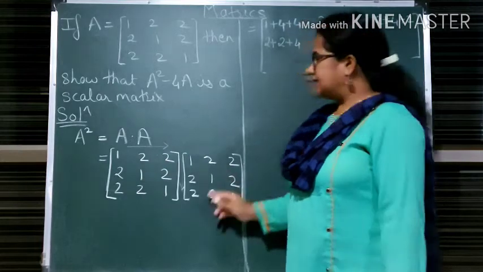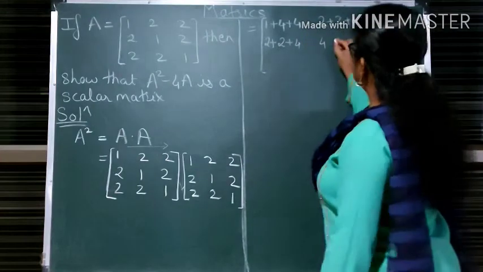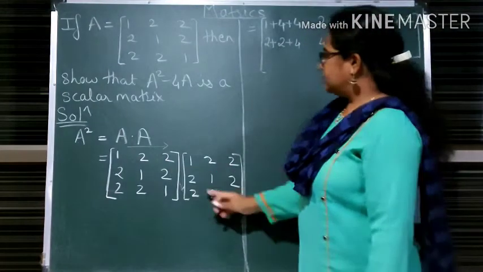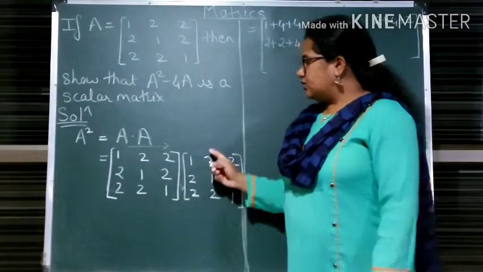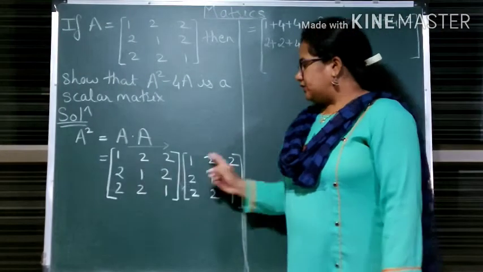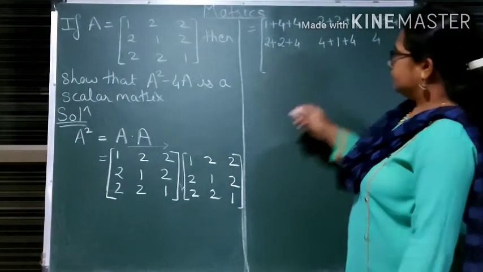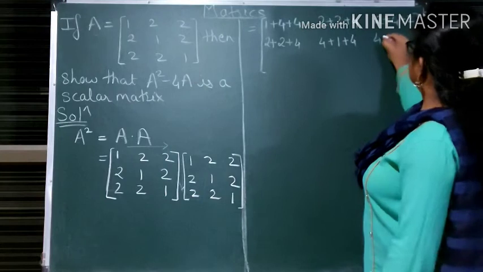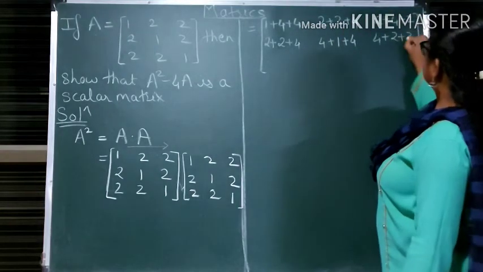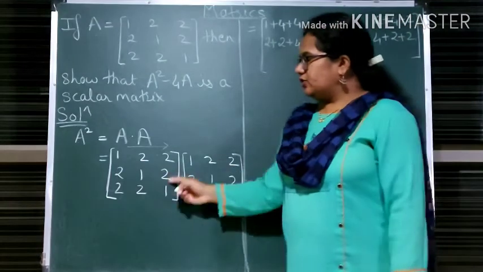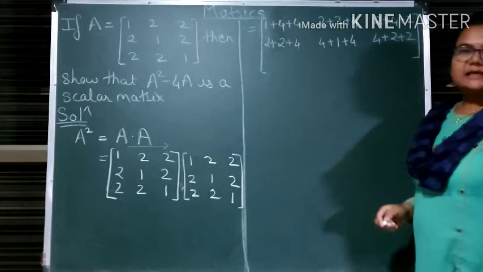The second row, second column. 2 into 2 is 4, 1 into 1 is 1, and 2 into 2 here again 4. Okay. So second row, second column over. The second row, third column. So 2 2s are 4, 1 into 2 is 2, and 2 into 1 is 2. So second row with first column, second column and third column is over. So you get the second row.